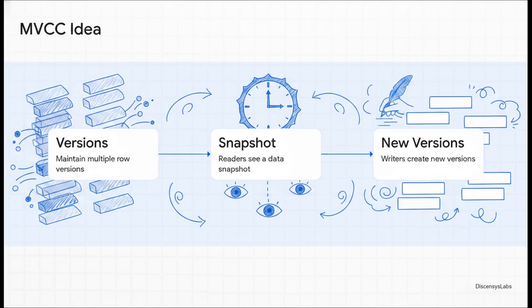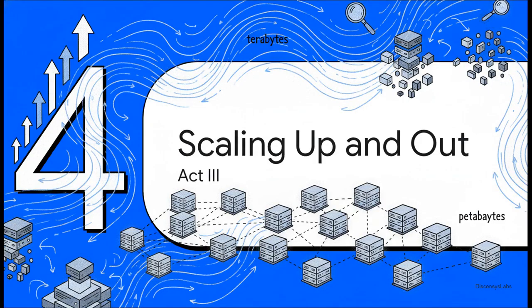Now let's look at how this builds into one of the most brilliant solutions in modern computing, multi-version concurrency control, or MVCC. Instead of just locking up the database so users have to wait in line, MVCC fixes this by keeping multiple versions of a single row. Readers get a frozen in-time snapshot of the data, while writers are allowed to go ahead and simultaneously create brand new versions of those rows. It's this incredibly elegant dance. It allows readers and writers to work at the exact same time without ever blocking each other, which massively boosts performance. And that brings us to Act 3, scaling up and out.